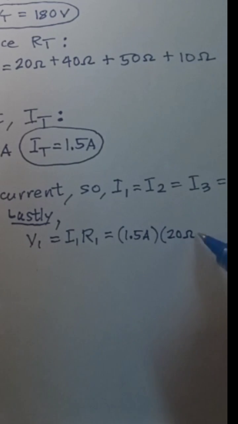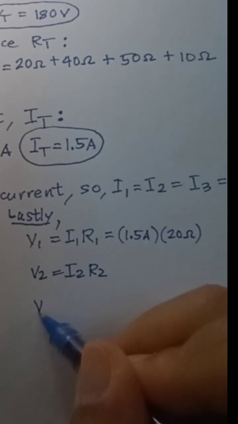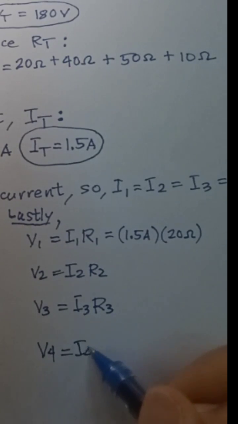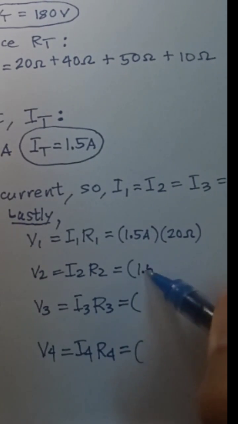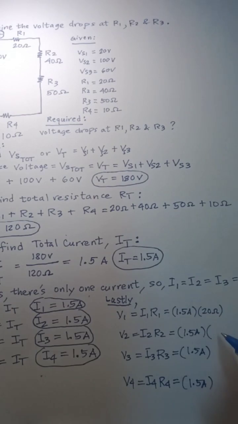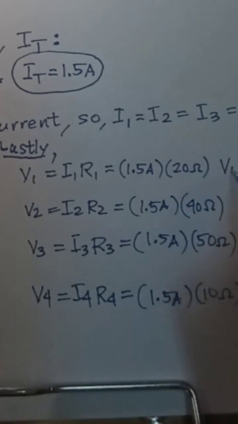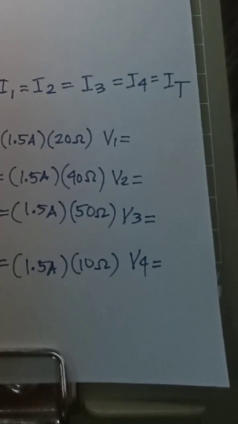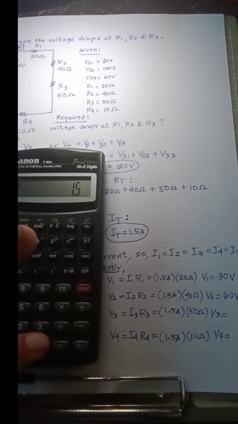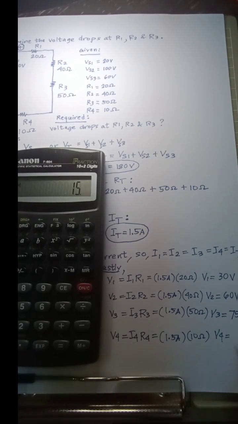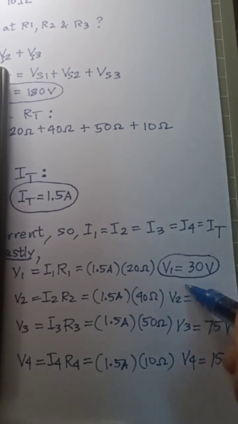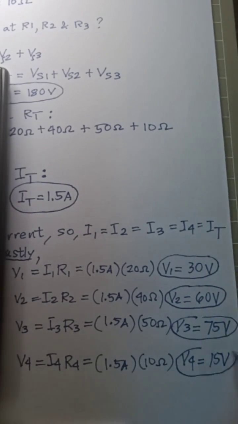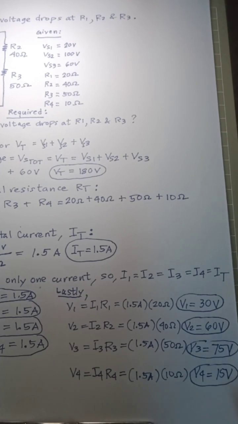Now for the last part, we will calculate the voltage drops. So we write V1 equals I1 R1, V2 equals I2 R2, V3 equals I3 R3, and V4 equals I4 R4. Substituting the values of the current and resistances, we will get 1.5 multiplied by 20, 1.5 multiplied by 40, multiplied by 50, and multiplied by 10 ohms. And so by using the calculator, let's get the values of this. It would give us 30 volts for V1, and then 60 volts for V2, 75 volts for V3, and 15 volts for V4. Now we got the voltage drops across R1, R2, R3, and R4.